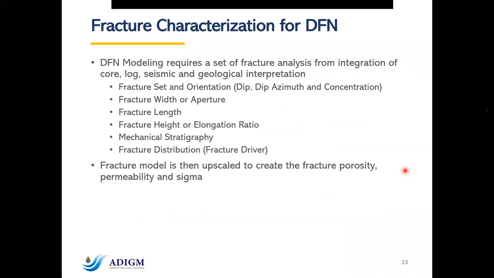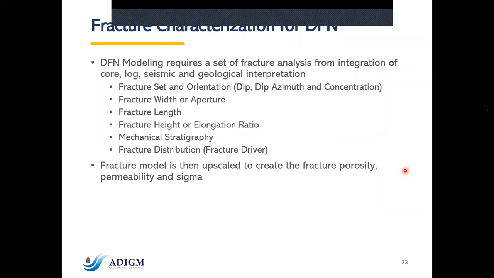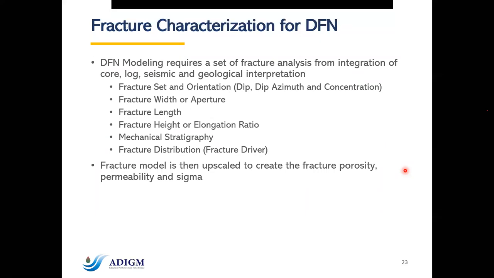DFN modeling requires a set of fracture analyses from the integration of core, log, seismic, and geological interpretations. We need this list of information to be able to model the DFN. The first one is the fracture sets and orientations. So we need to know the fracture dip azimuth and its concentrations, and then the fracture width or aperture, the fracture length, the fracture height or the elongation ratio, or the ratio between the length and height.